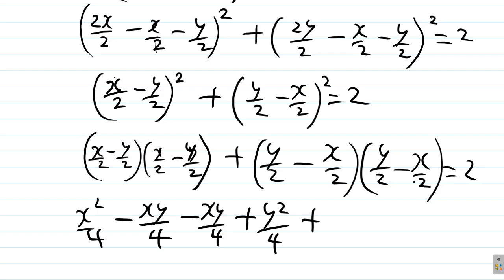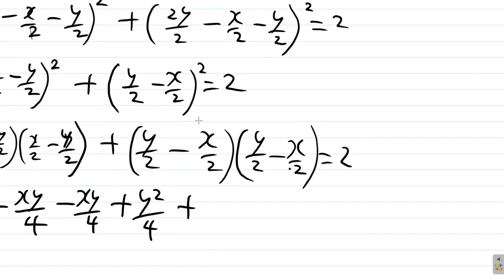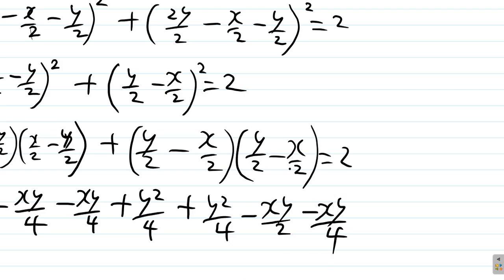Plus this part now. This is y over 2 times y over 2, which gives you y squared over 4. y over 2 by negative x over 2 gives you minus xy over 2 times 2, which is 4. Negative x over 2 times y over 2 gives me minus xy over 4. This should have been over 4. And then plus, this time, x squared over 4 equals 2.